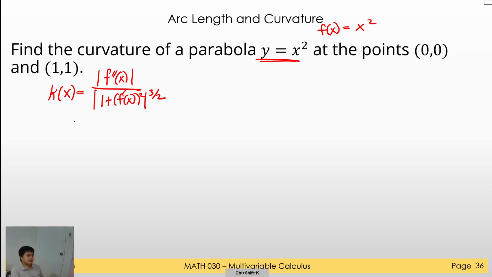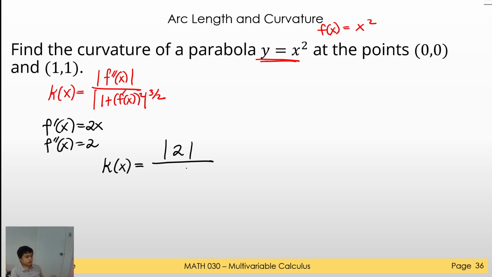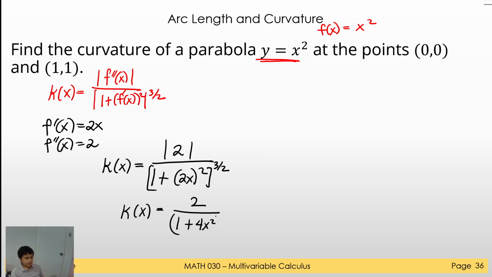To find the first derivative, the first derivative will be just 2x, and then the second derivative will be 2. Okay, so substituting this to our formula, the curvature kappa of x is equal to the absolute value of 2, over 1 plus f prime of x squared, so we have 2x squared, and then raise this to 3 halves. Simplifying this, kappa as a function of x will be 2 over 1 plus 4x squared raised to 3 halves.